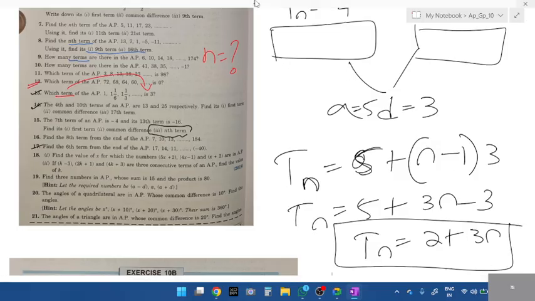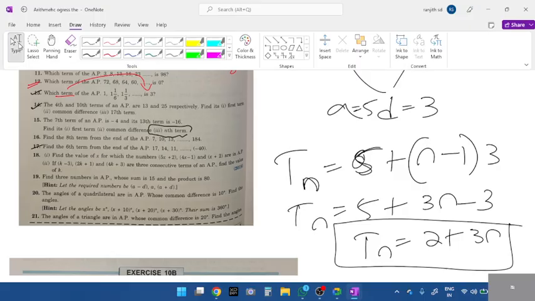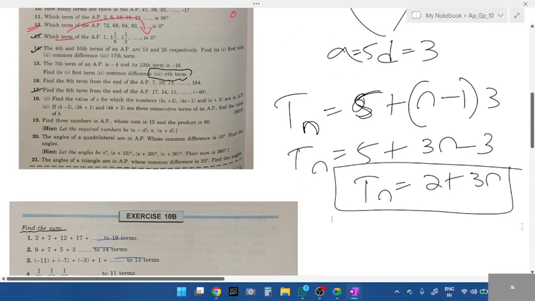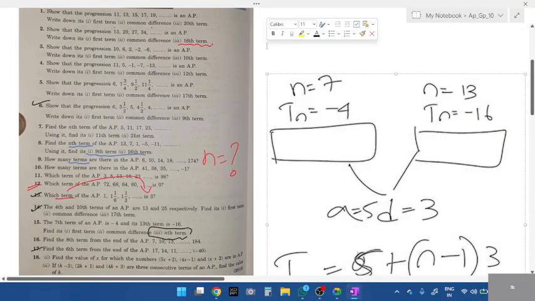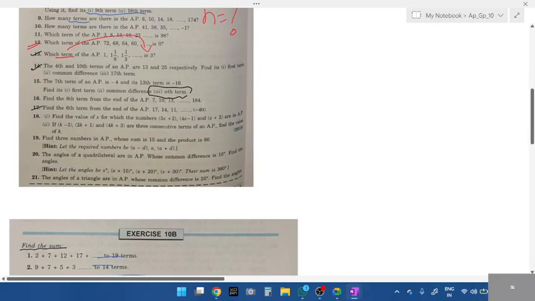Completed? Not completed. Did you all understand? Nth term. Okay, now we'll start reverse questions: how to solve a question in the reverse order.